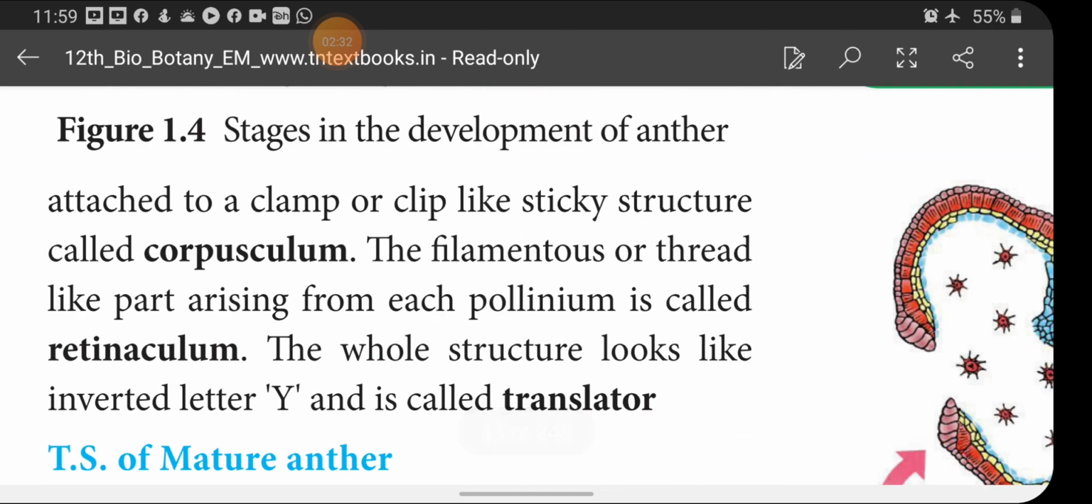Pollinia are attached to a clamp or clip-like sticky structure called corpusculum. And the filamentous or thread-like part arising from each pollinium is called retinaculum. The whole structure looks like an inverted letter Y and is called translator.